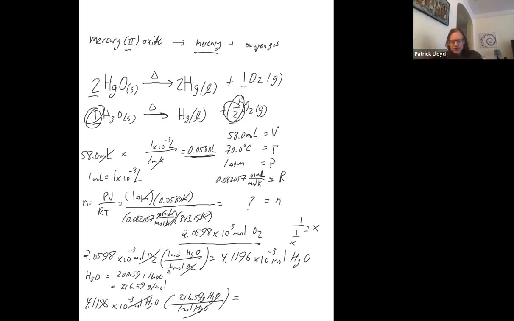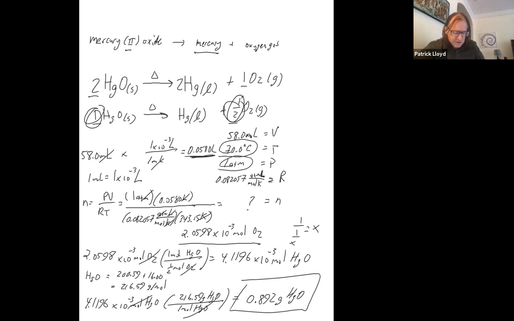And now you get something not so small. It's almost a gram, 0.892 grams of mercury oxide. There you go, almost a gram, right? So a gram of mercury oxide, if you heat it up and decompose it, you're going to get, at 70 degrees C and 1 atmosphere pressure, 58 milliliters of oxygen. Okay. And there you go, balanced equation. So there's a couple examples of that.